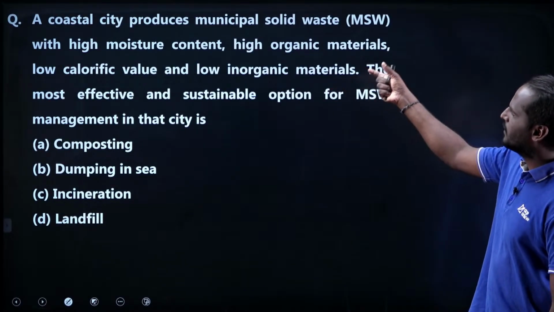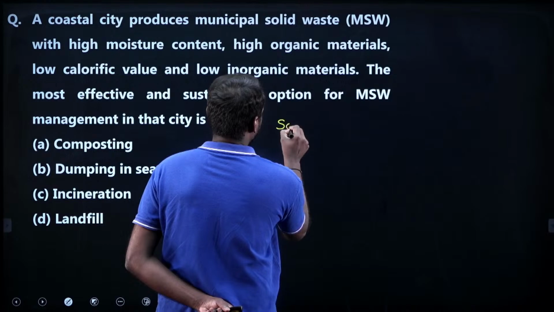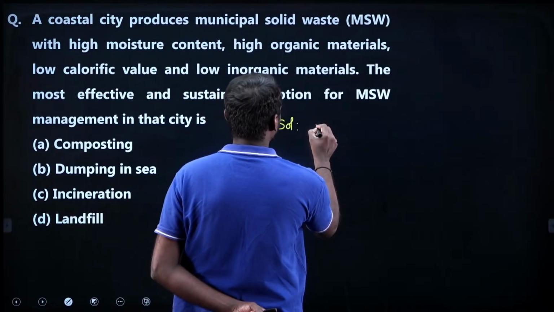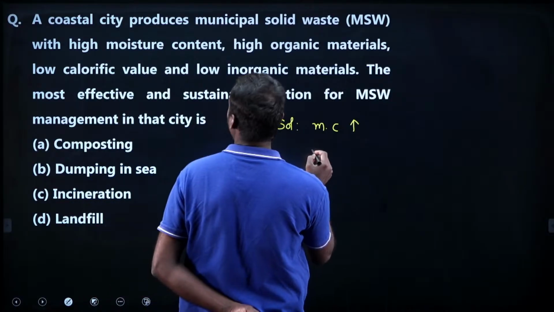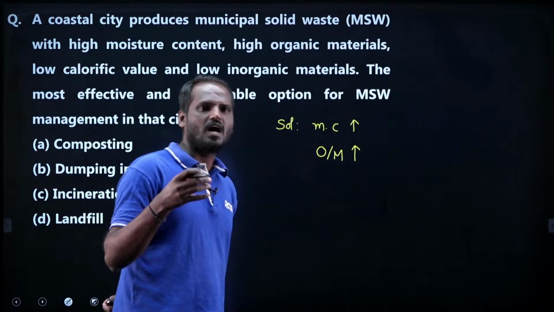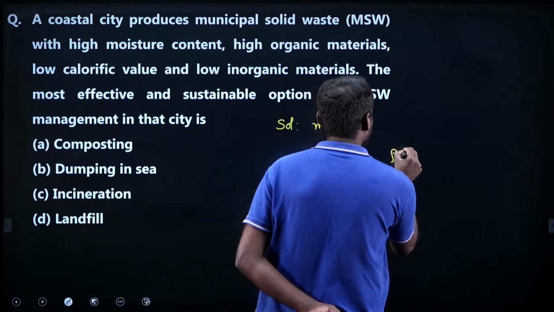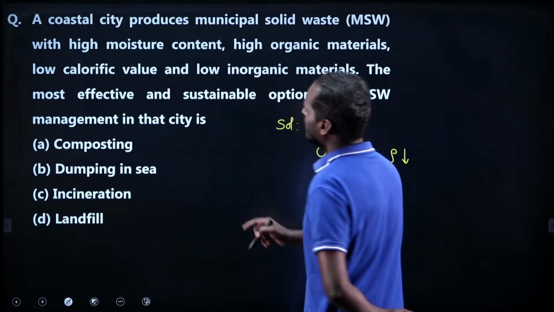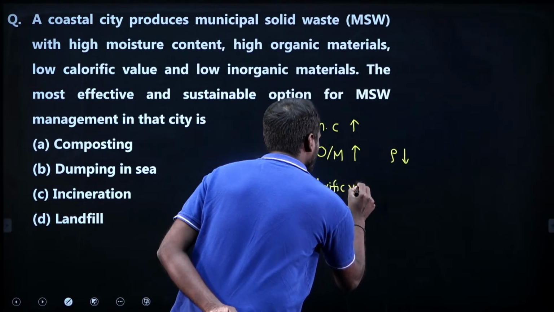A coastal city produces MSW having high moisture. Look at the given things; I am writing the solution in a slightly different way. What are the characteristics of the provided MSW? Its moisture content is high, and it has a high organic material, OM, content. As you studied, organic material has the least density, but in the given MSW we have more organic material. Another value, the calorific value, is low.